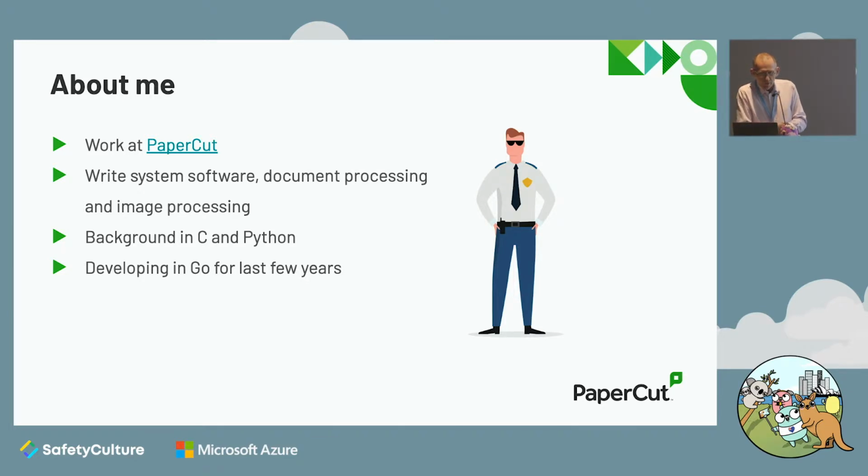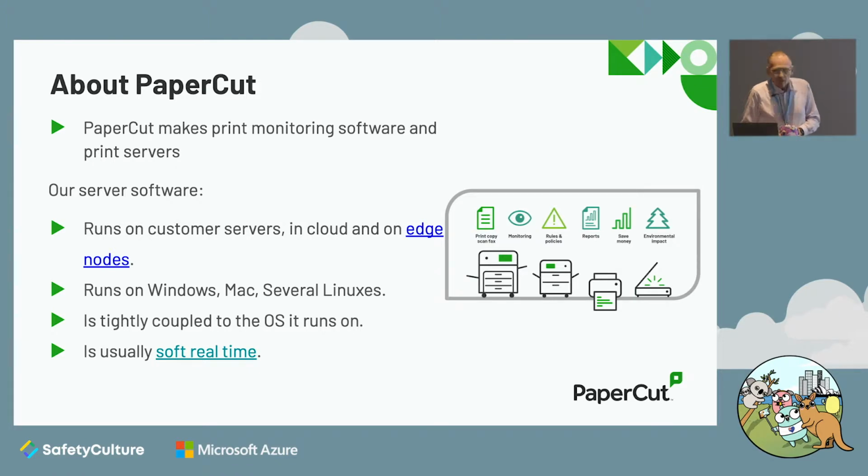This is me. The important thing here is that I work in document processing, and what I hope to show today is how someone who understands their domain and is not a particular expert in Go can write useful production software pretty fast. I work at a company called PaperCut. PaperCut makes print monitoring and printing software.